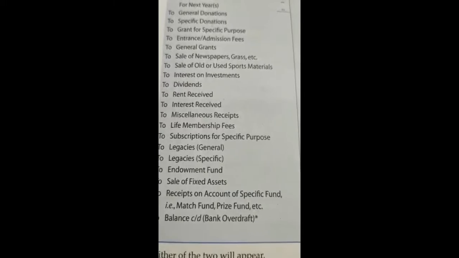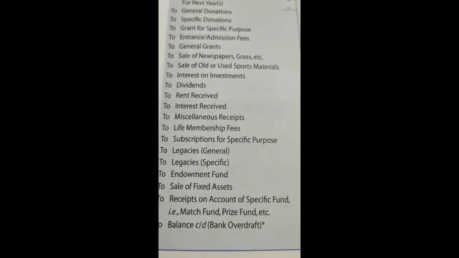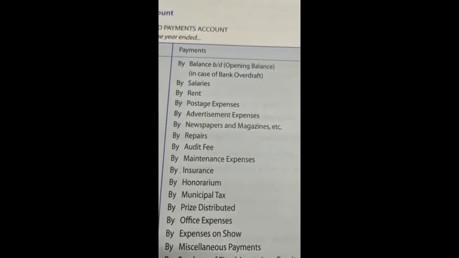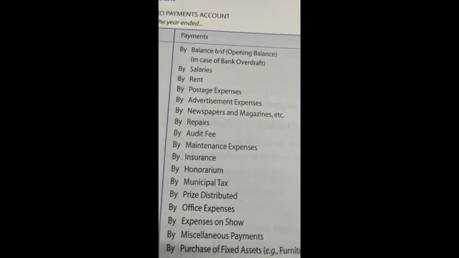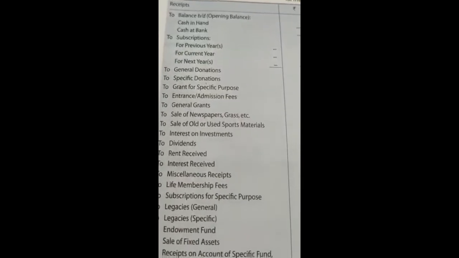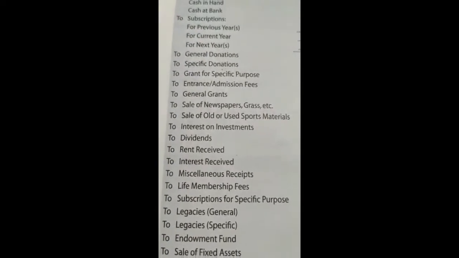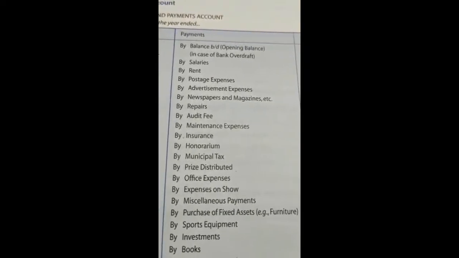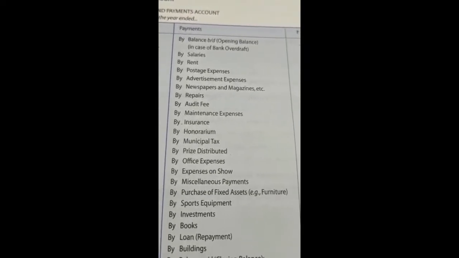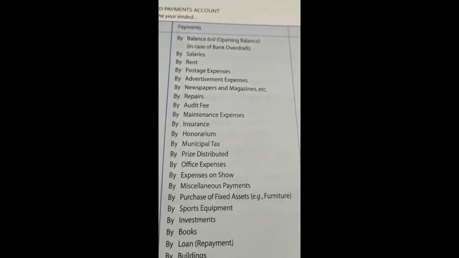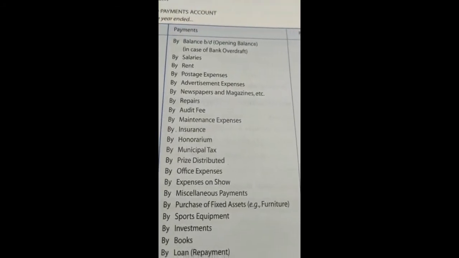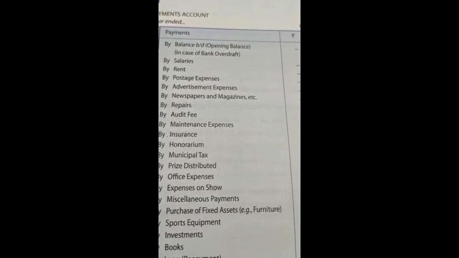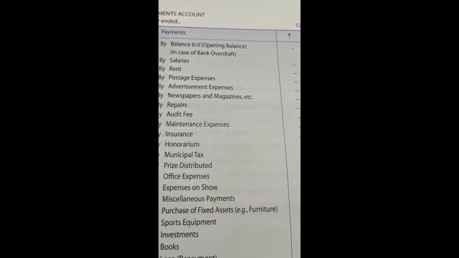Then rent received. Yes, rent received and rent paid. In payments, rent is given, and here in receipts also rent received. So there is a difference between rent received and rent paid. So what does rent paid mean? If the organization has taken premises on rent, and you are paying the rent, that becomes our expense, so that is why it is on the payment side.